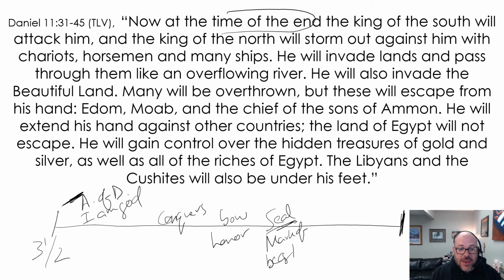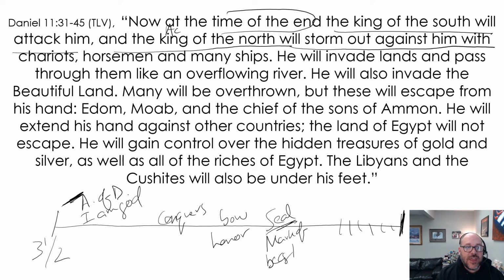At the time of the end, as we're approaching near the end, the king of the south will also rise up again. So it's not going to be the whole world. There are going to be people and bands of people that will rise up against him. In this particular case, the king of the south will attack him. And the king of the north, that's the Antichrist, will storm out against the king of the south with chariots, horsemen, and many ships.